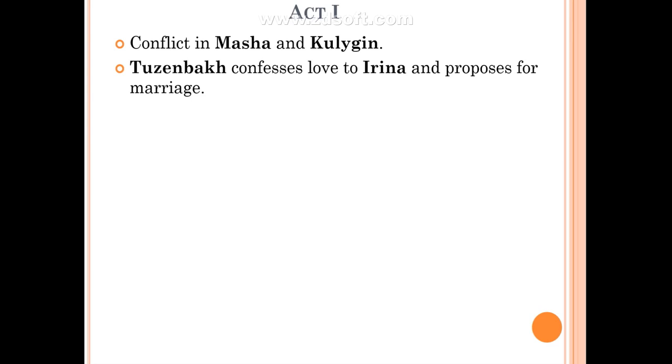And then Tuzenbach confesses love for Irina and proposes marriage to her. But of course, Irina does not accept Tuzenbach's love. And finally, all are having lunch. So now it is afternoon, and all these military people and the Prozorov people come together and have lunch, and there are nearly 13 people at the table.